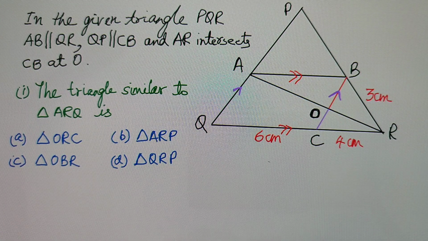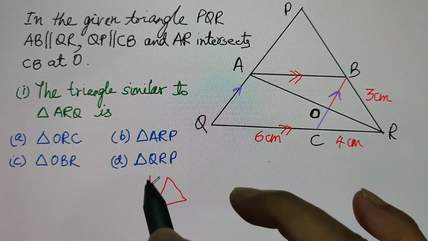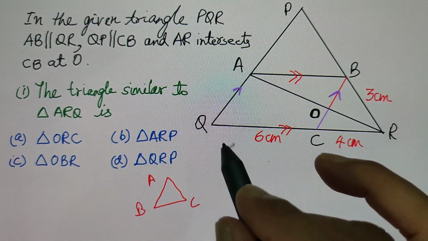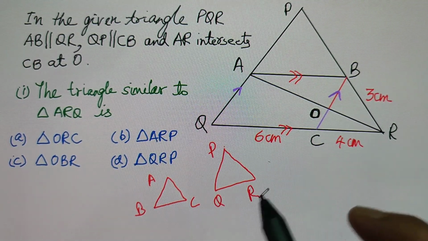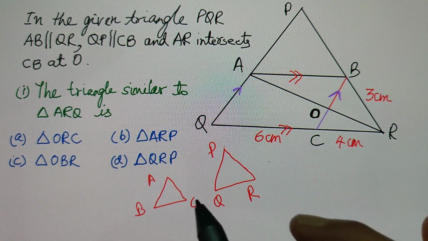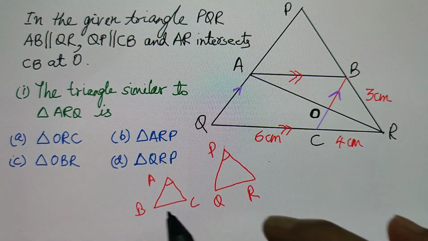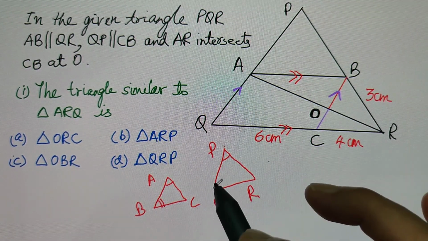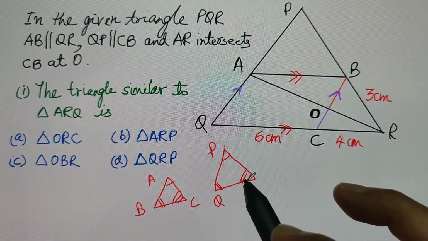When we talk about similar triangles, if the triangles are similar, then they have the same shapes, but they may vary in sizes. Supposedly I take triangle ABC and triangle PQR. If these two triangles are similar, then their corresponding angles, that is, angle A will be equal to angle P, angle B is going to be equal to angle Q, and angle C will be congruent to angle R.